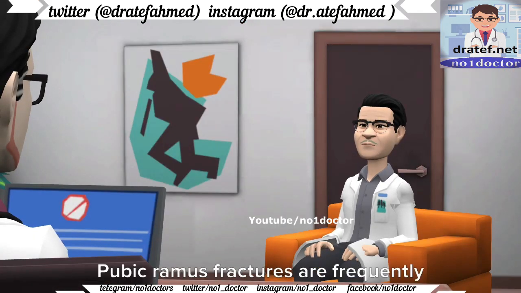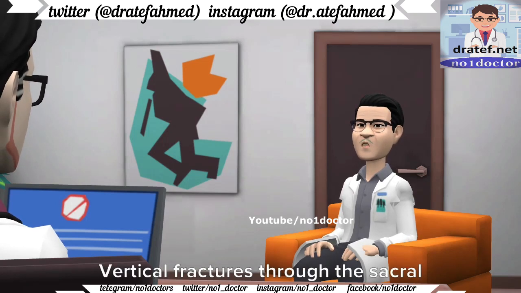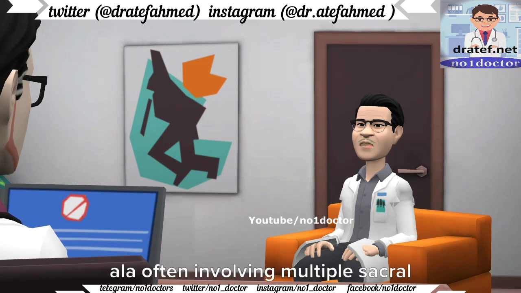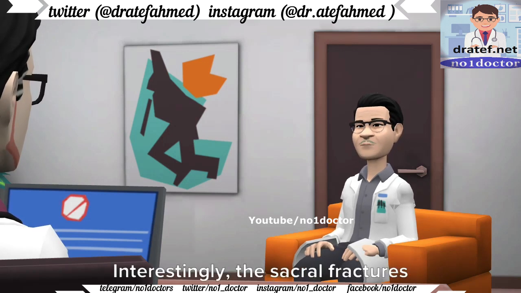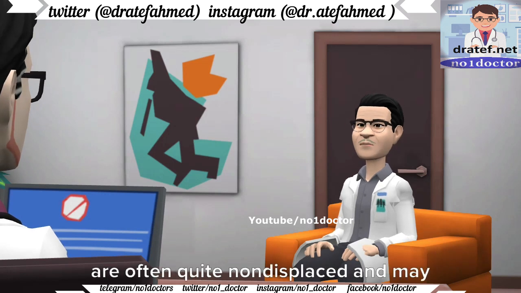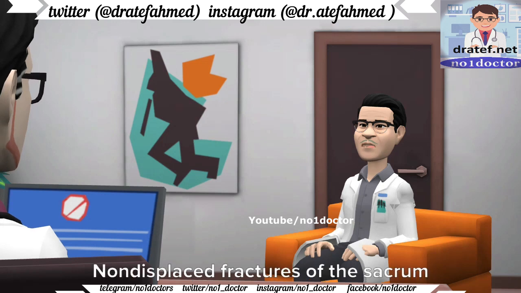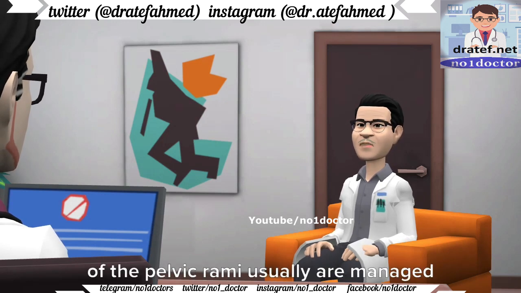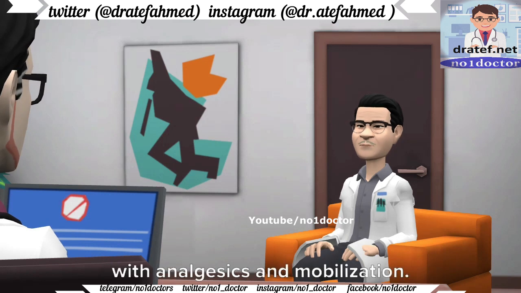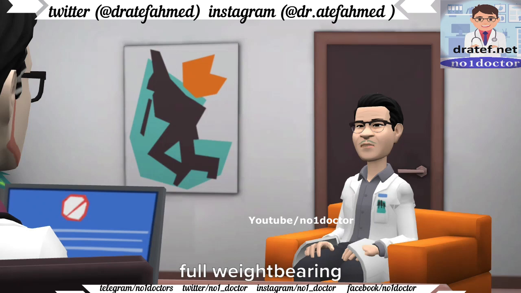Sacral fractures. Pubic ramus fractures are frequently associated with concurrent sacral fractures. Vertical fractures through the sacral ala, often involving multiple sacral foramina, frequently occur with this injury. Interestingly, the sacral fractures are often quite non-displaced and may be difficult or impossible to see on plain X-ray images. Non-displaced fractures of the sacrum and minimally displaced fractures of the pelvic rami usually are managed with analgesics and mobilization. These injuries are compatible with full weight bearing.